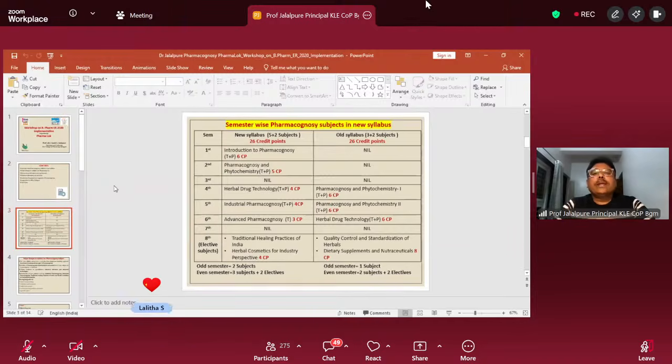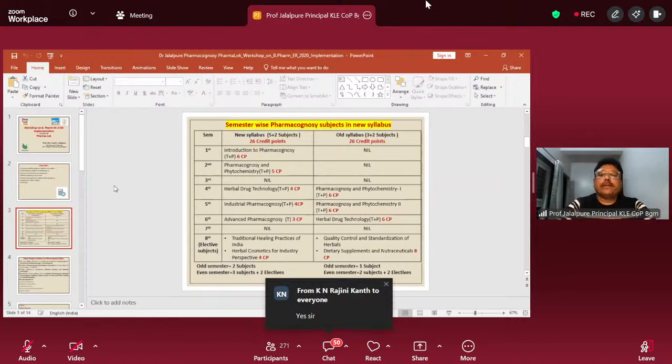So in this new syllabus, we have 5 pharmacognosy subjects. In the previous syllabus, there were 3 core subjects. In this one, only in the third semester and 7th semester do we not have a pharmacognosy subject, but across the other semesters, there are subjects of pharmacognosy. And in the 8th semester, as usual, like in the previous old syllabus, we have electives. In this syllabus also we have electives.